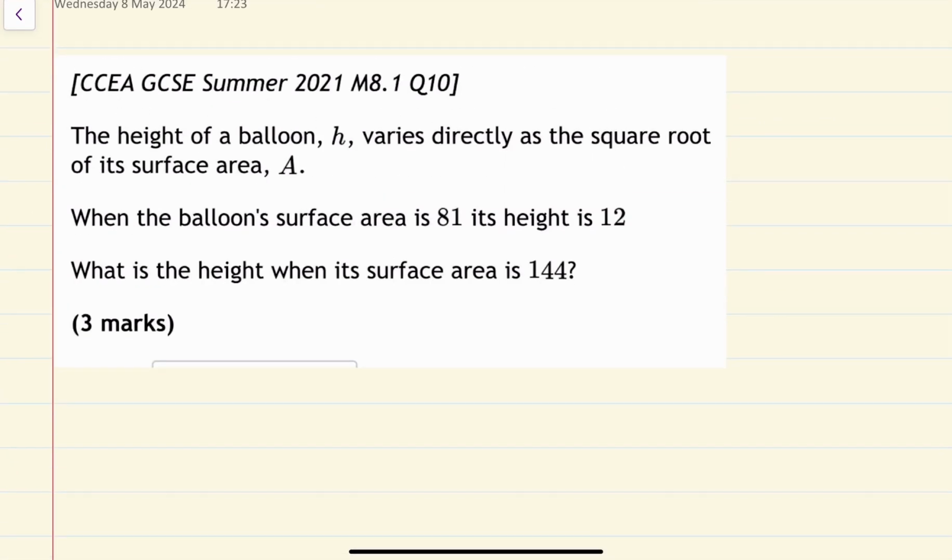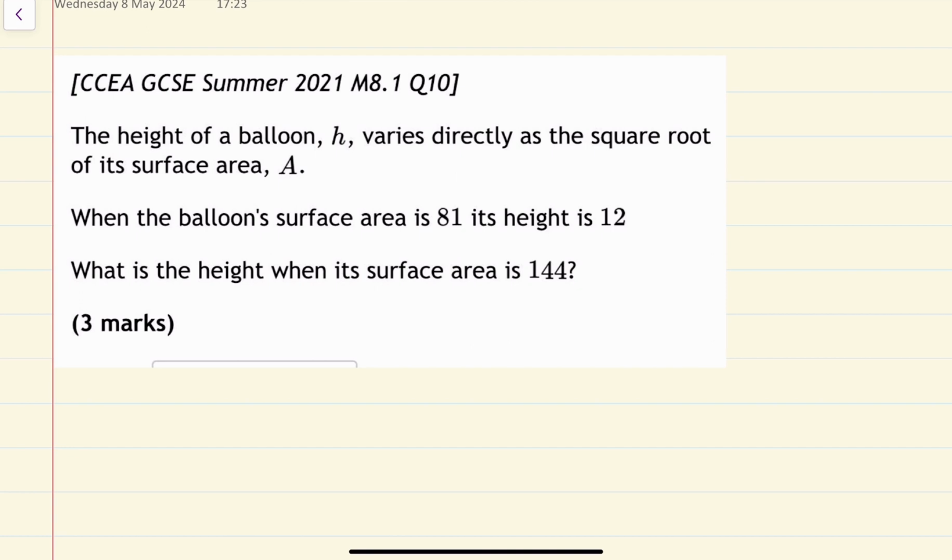This is a question from CCEA Summer 2021 M8 Paper 1, I think it is, question 10. So paper 1 is a non-calculator paper. It says the height of a balloon H varies directly as the square root of its surface area A. When the balloon's surface area is 81, its height is 12. What is the height when the surface area is 144?